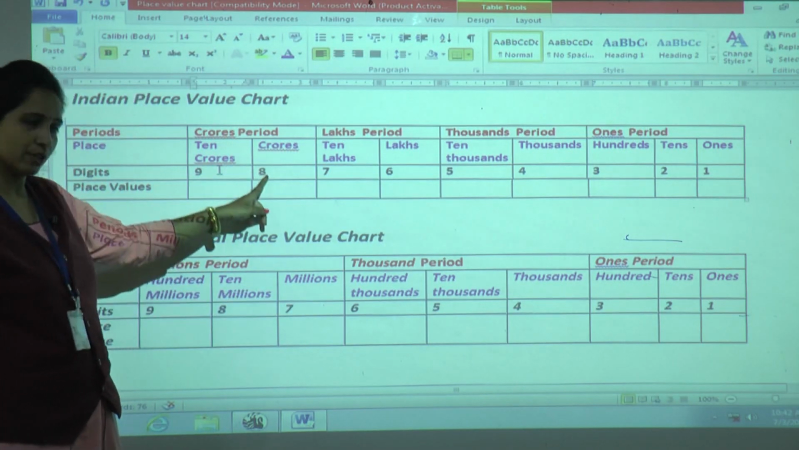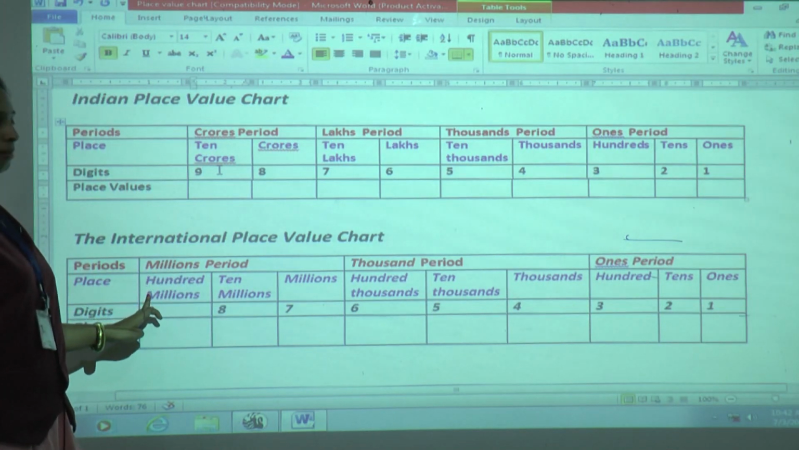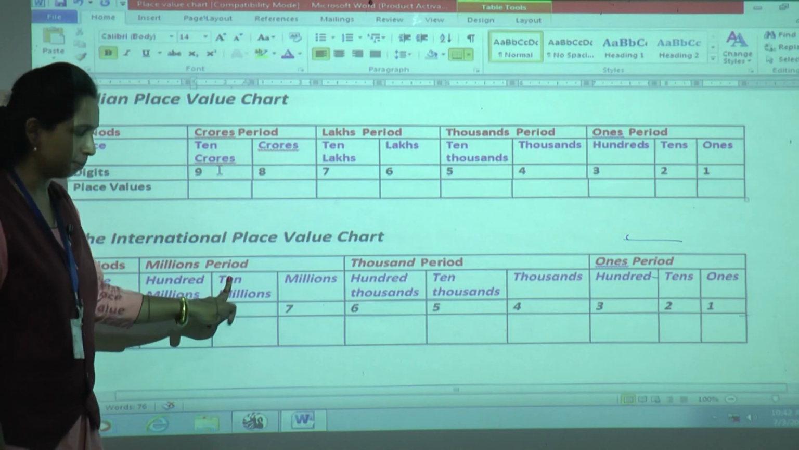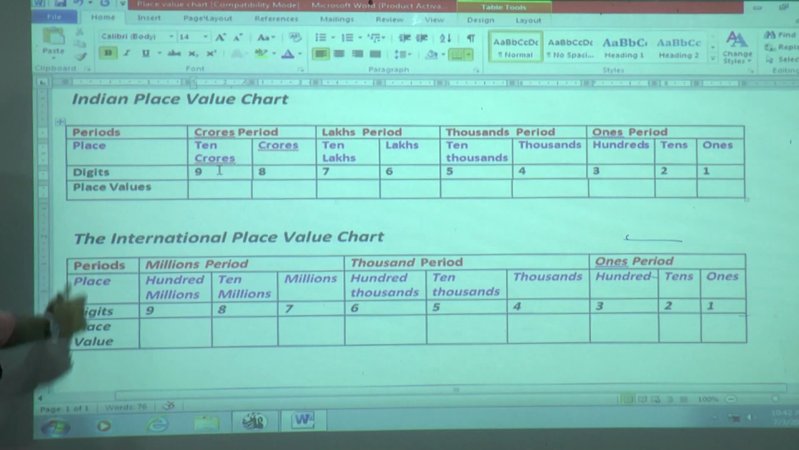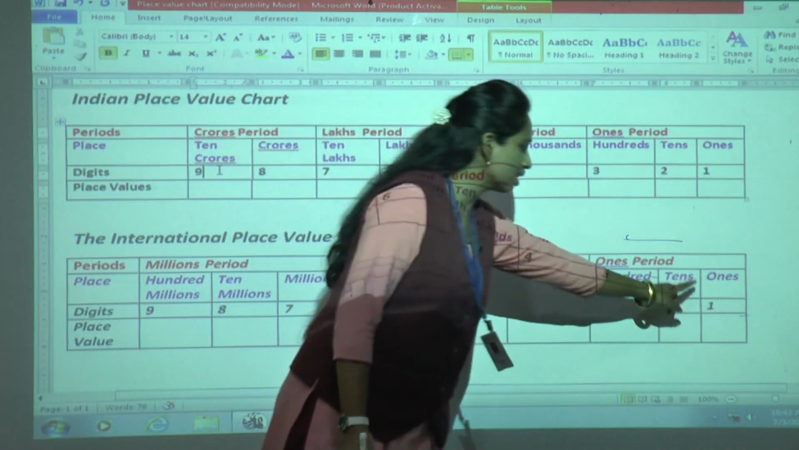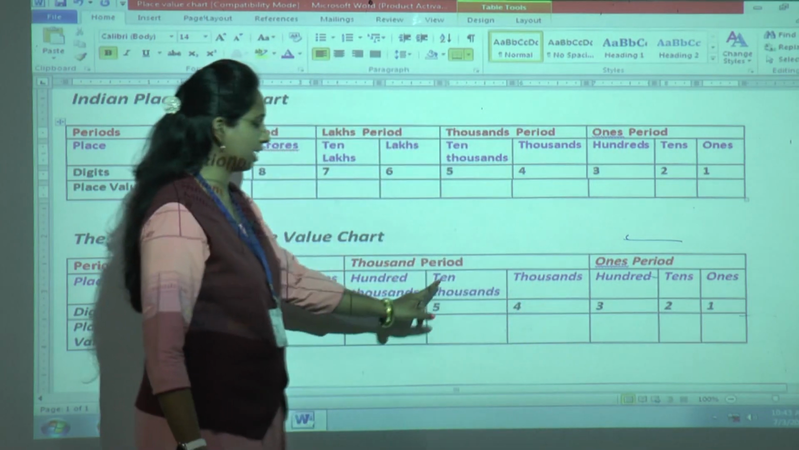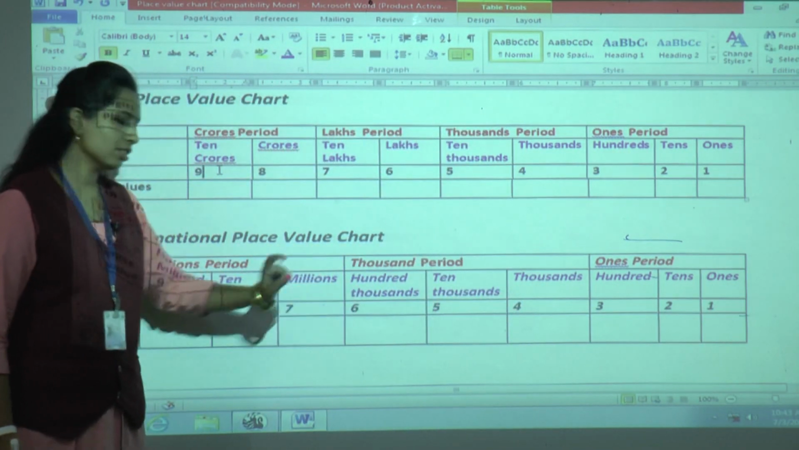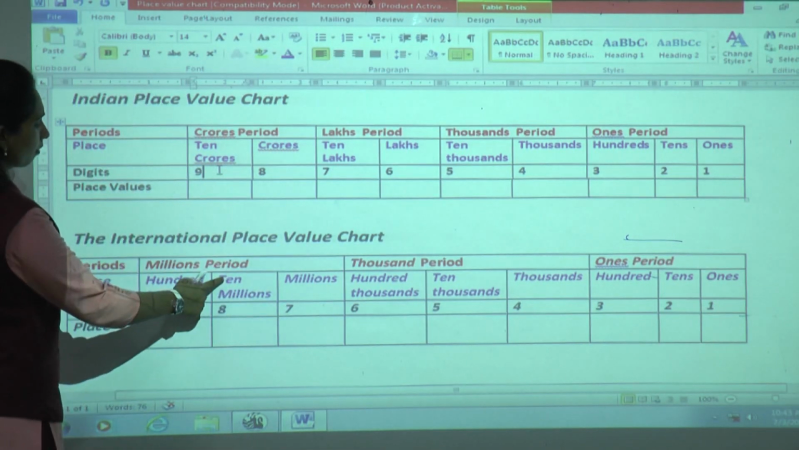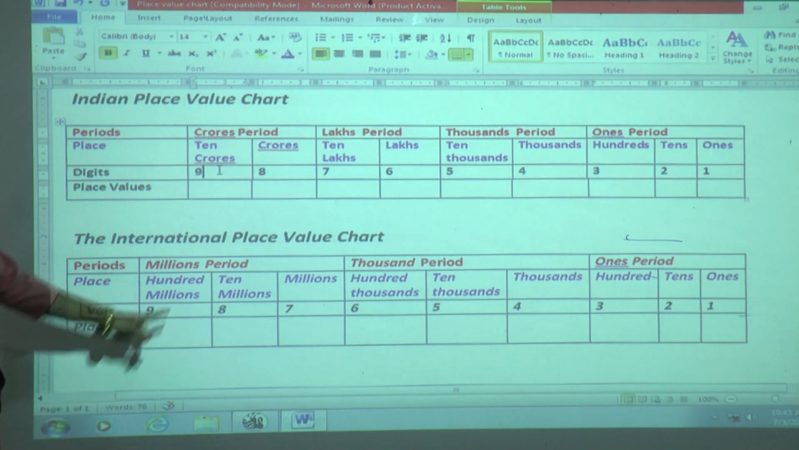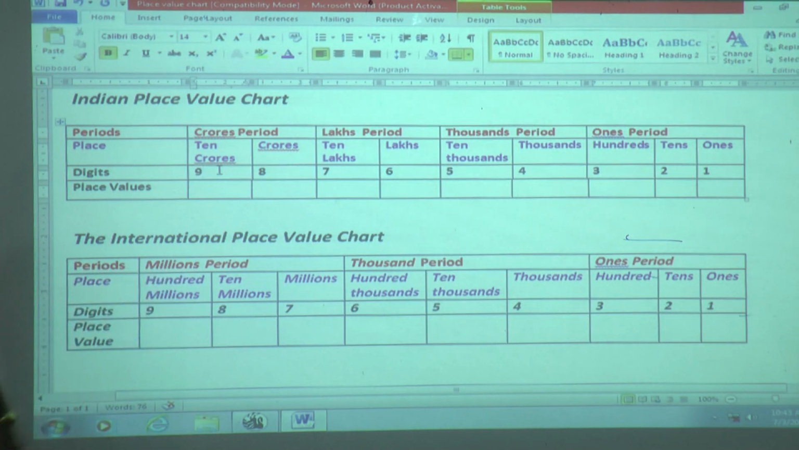After that, we use crore, and in international they use 10 million and 100 million. So these are the millions period: millions, 10 millions and 100 millions. Same as before, ones is 1 digit, tens 2 digits, 100 3 digits, 1000 4, 10,000 5, 100,000 6, million has a 7 digit number. Keep in your mind, 8 digit number means 10 millions, and 9 digit means 100 millions.